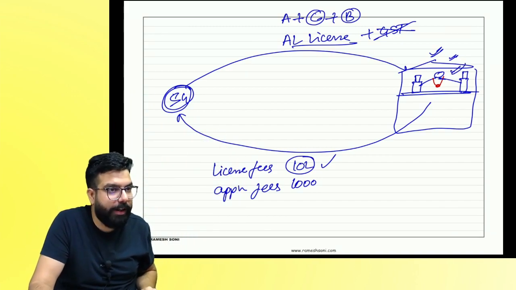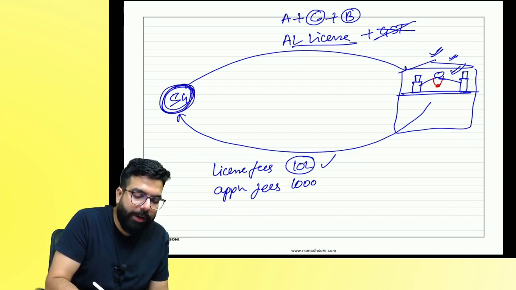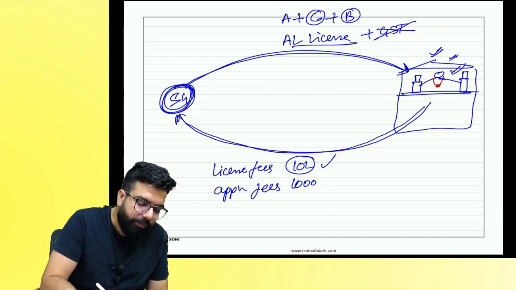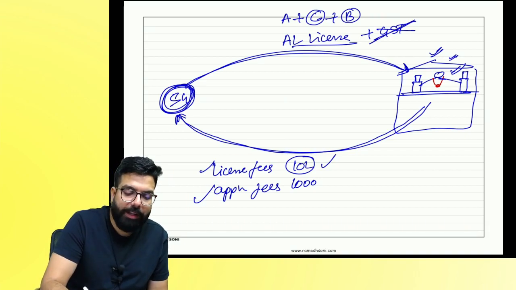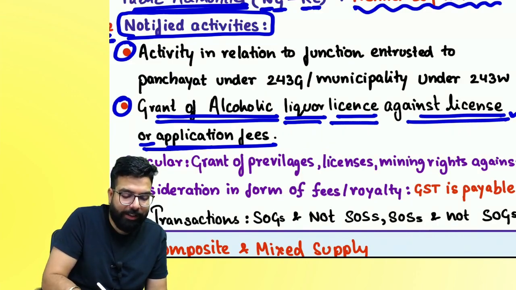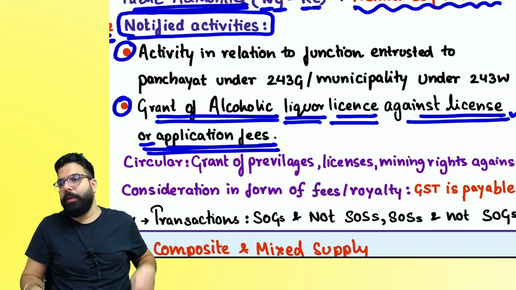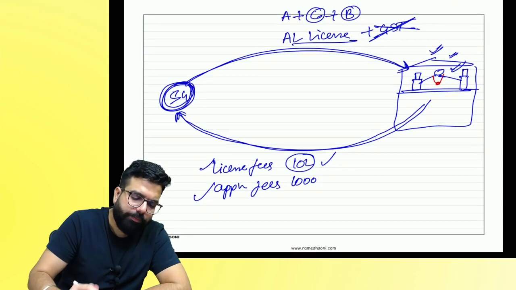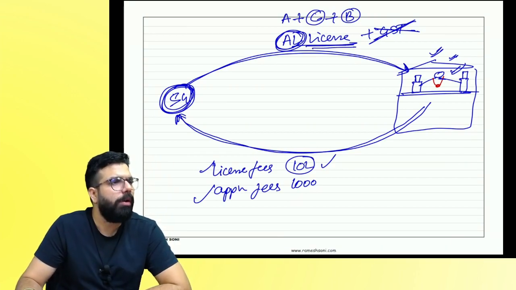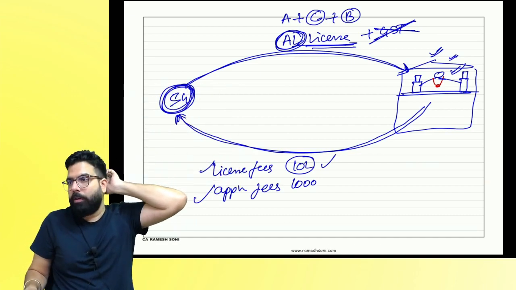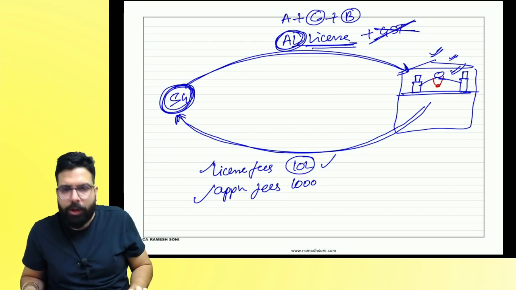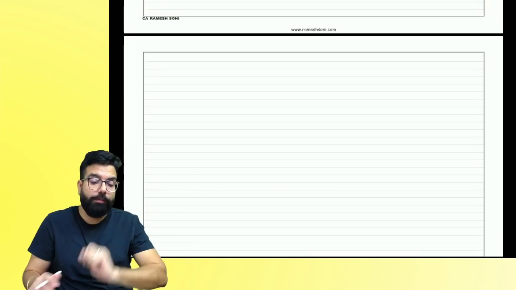You wanted a license, correct everyone? So here what they are telling is, state government, when giving you alcoholic liquor license and taking license fees or application fees, there will be no GST. That's all they have told. Grant of alcoholic liquor license against license or application fees, there will be no GST. Are we clear, everyone? They told when government is giving alcoholic liquor license, there will be no GST. You know what people told? When government is giving any license, there will be no GST. Did government say that? Or government told only giving alcoholic liquor license, there will be no GST? Alcoholic liquor license.